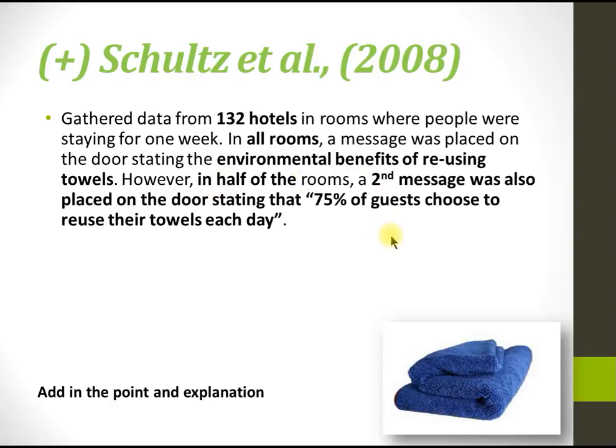However, in half the rooms, they put a second message. And in this message, it just told the participants how many guests, in this case 75%, reuse their towels each day. So this is establishing a social norm, a typical behaviour for this group. And this is then normative social influence. Well, how do you think this affected the behaviour of the participants?